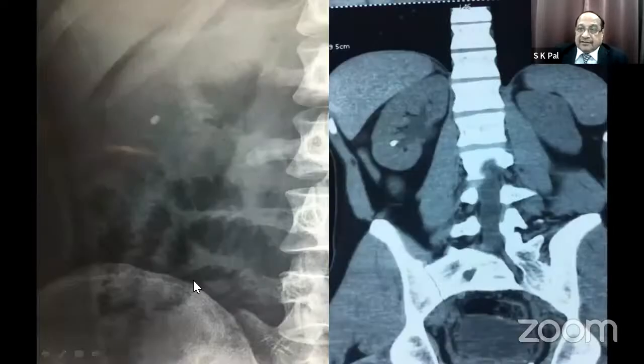In this particular case, I wanted to remove the stone intact, and I made a tract of 18 French, 21 French. This person had gone for an examination before he could be taken in the Delhi Metro. And when they detected the stone, they gave him only 10 days to get the stone out and come back. So I wanted to remove the stone intact.